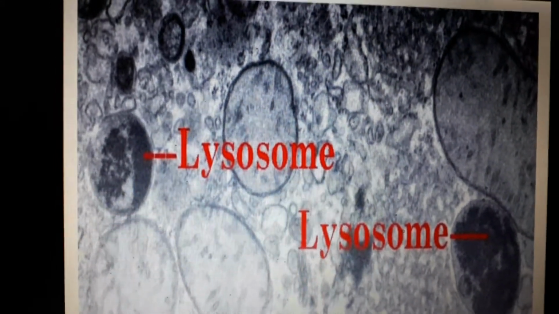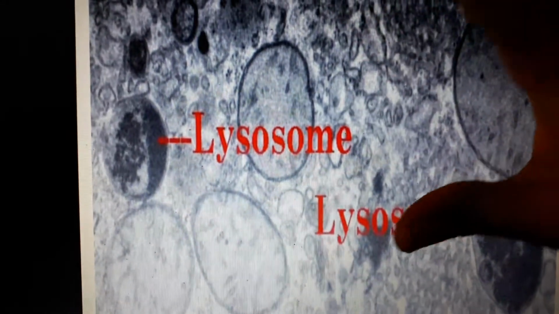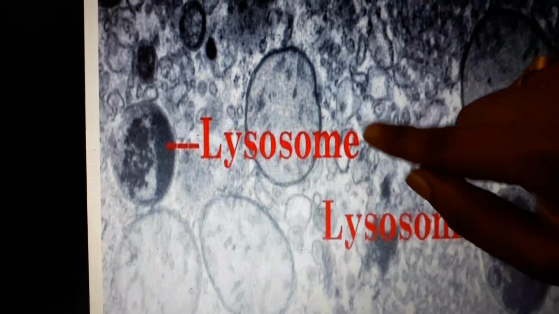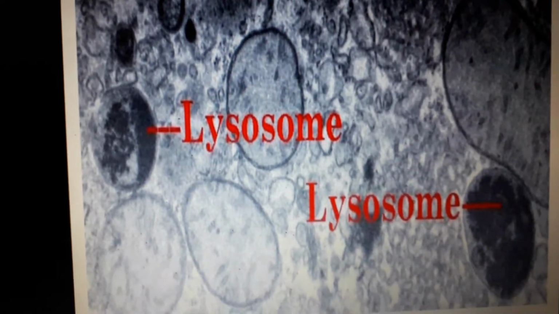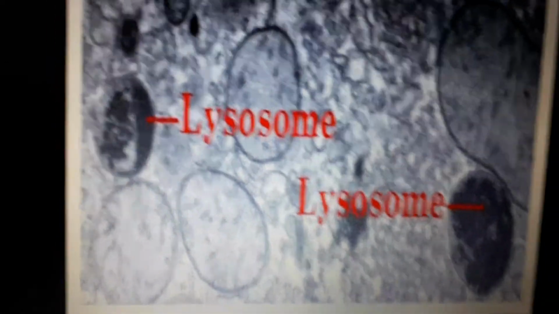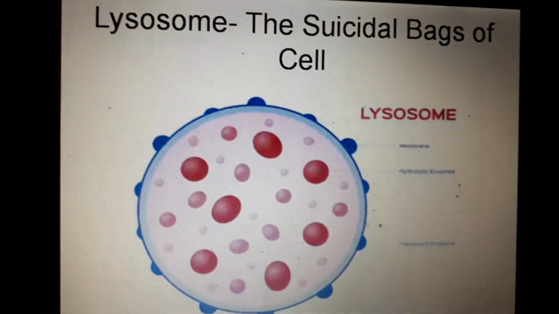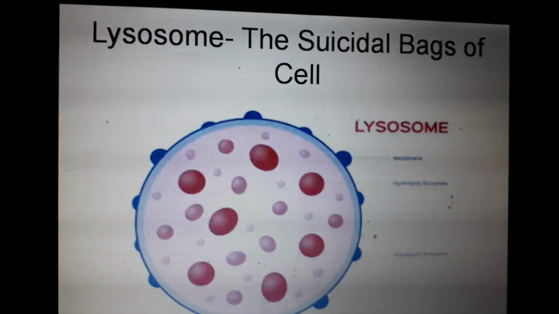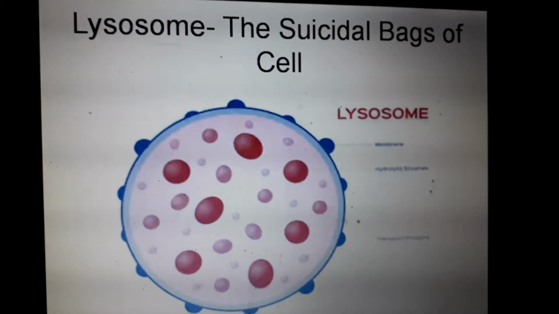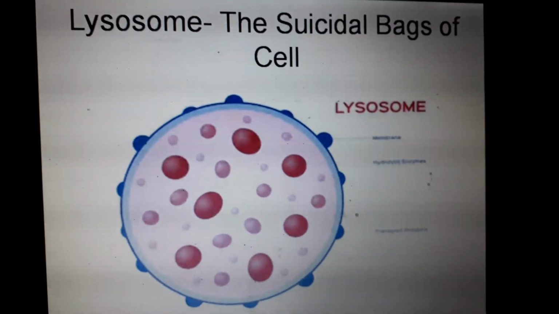But sometimes the enzymes that are there in the lysosomes burst and all the poison or destructive enzymes come out and eat up the whole cell. Thereby the whole cell also dies. So that is why lysosomes are called the suicidal bag of the cell, because it is capable of completely digesting or destroying the whole cell.